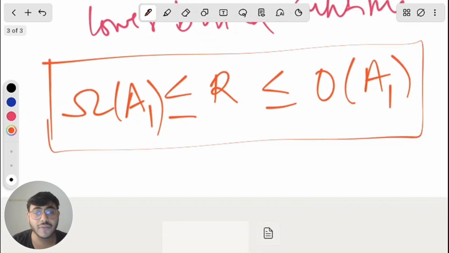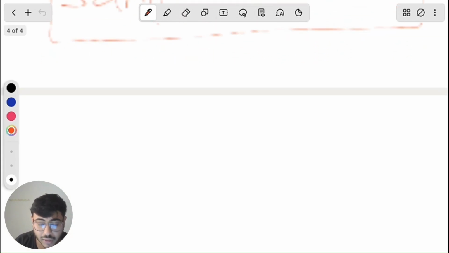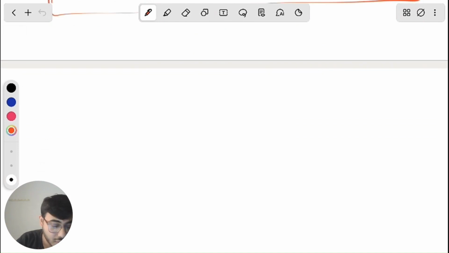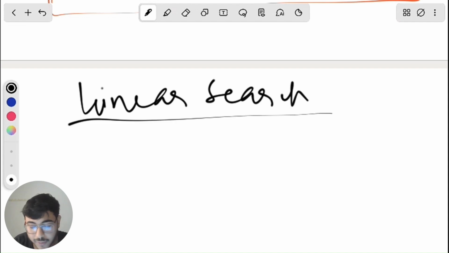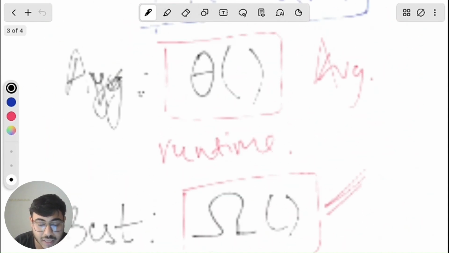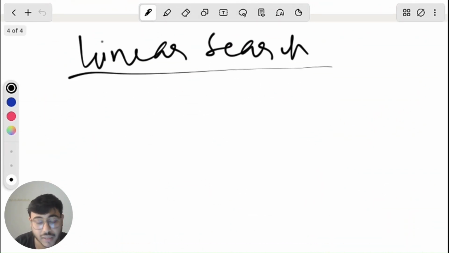Now let me give an example, a very good example. Let's take the example of linear search. We are talking about linear search. What is linear search? You need to find whether an element is present in an array or not. Let's talk about the worst case. The worst case complexity for finding an element in an array would take n plus one number of steps.